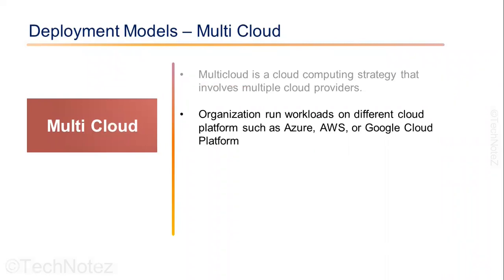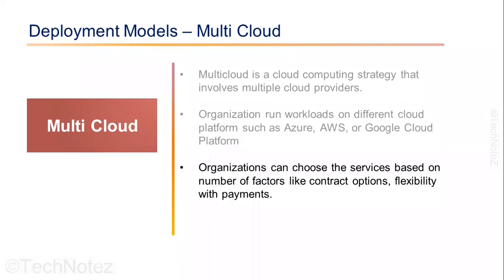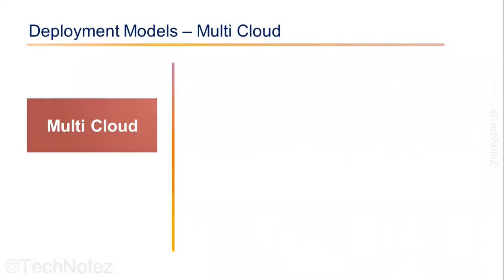There are many reasons why organizations select a multi-cloud strategy. A multi-cloud deployment helps organizations to choose services from different vendors. With multi-cloud models, an organization can choose the services based on a number of factors like contract options, flexibility, and payment. A multi-cloud strategy brings a lot of benefits for organizations.